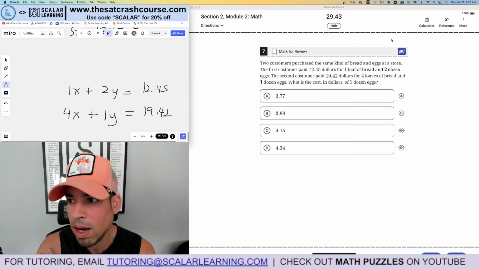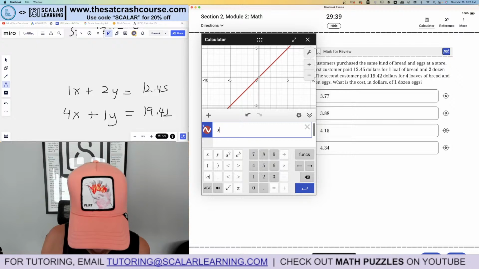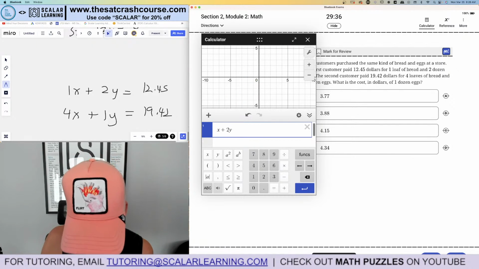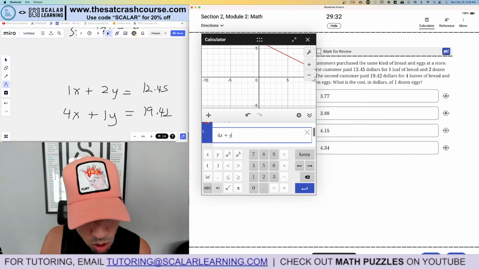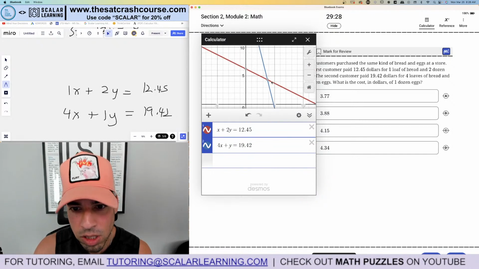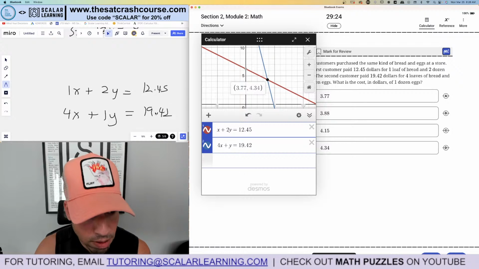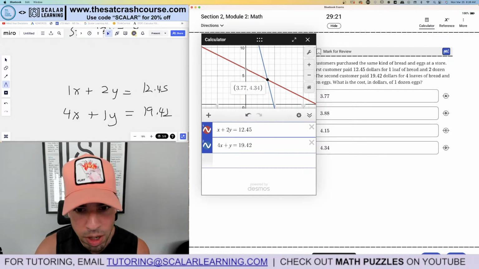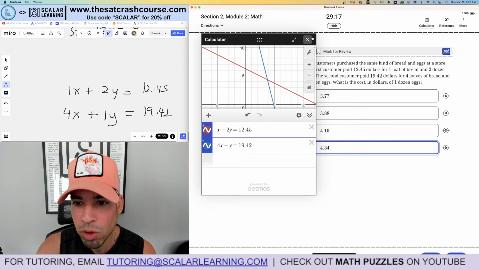We got a system. I'm going to show you how to do it in Desmos this time, because last time we did the system algebraically. x plus 2y equals 12.45. 4x plus 1y equals 19.42. And we're going to look for that intersection point right here. And 1 dozen eggs is the y value, right? The cost of the loaf of bread is $3.77. Notice they have $3.77. That's to confuse you. And then there's the $4.34 for the dozen eggs.